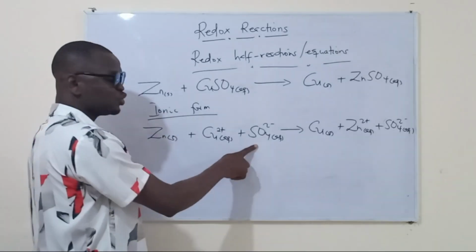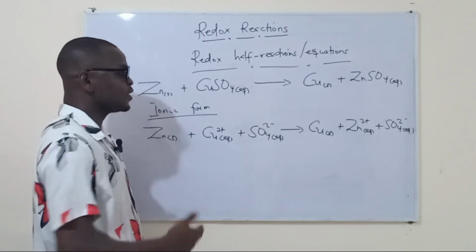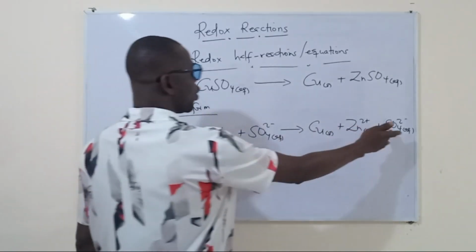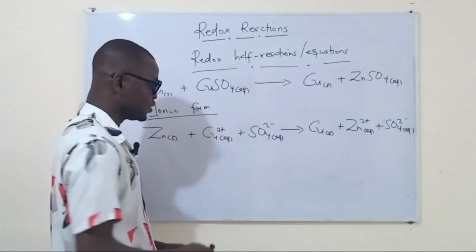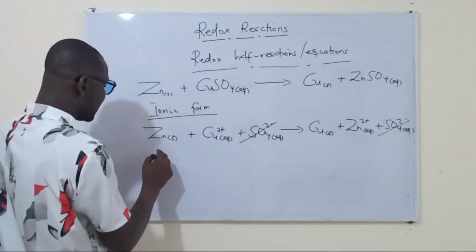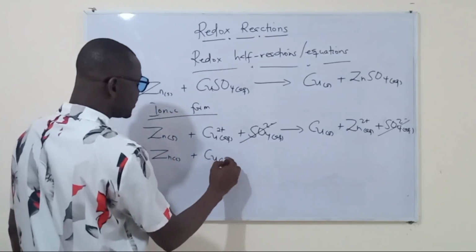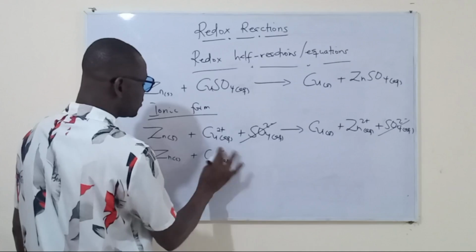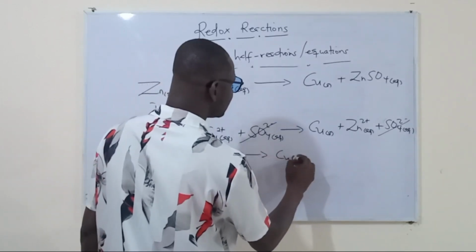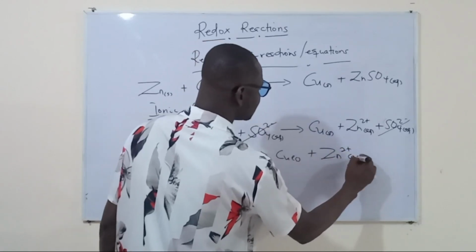This sulfate is known as a spectator ion. Spectator ions can easily be identified in the equation when you see them on both sides of your equation, so they can cancel out. So this goes off, and I have Zn plus Cu2+ aqueous to give me Cu solid plus Zn2+ aqueous.